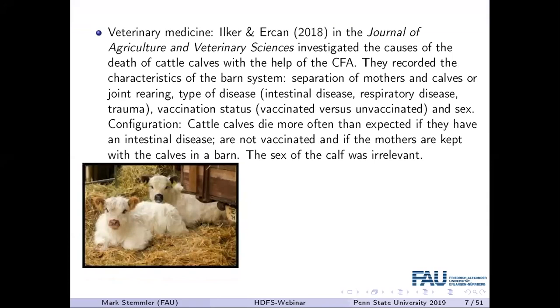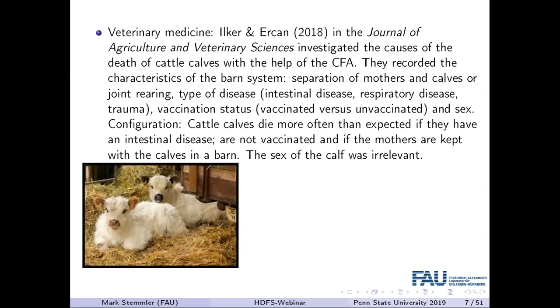And one last example, this was published by two Turkish researchers in the Journal of Agriculture and Veterinary Sciences. They looked at the causes of the death of cattle calves. What they did, they came up with a number of characteristics: the barn system, for instance, separation of mothers and calves or joint rearing, type of disease, three kinds of diseases, intestinal disease, respiratory disease, trauma, vaccination status, vaccinated versus unvaccinated, and sex.